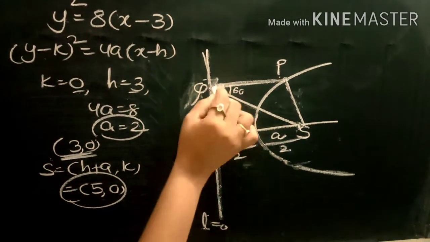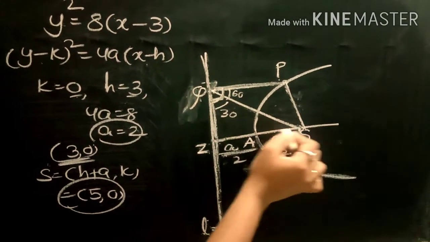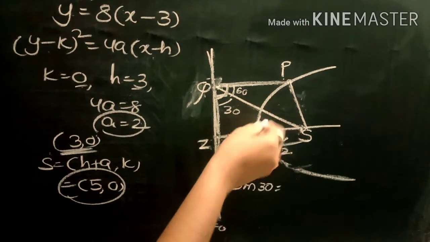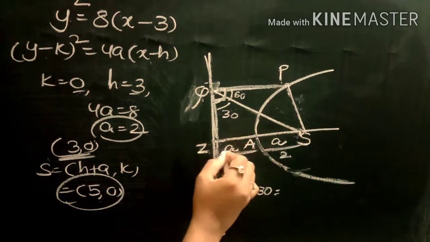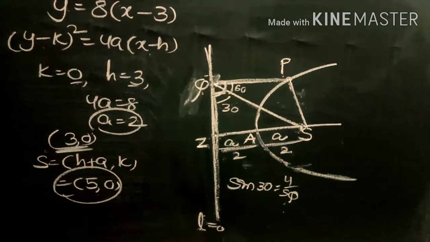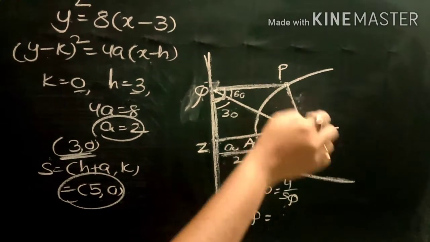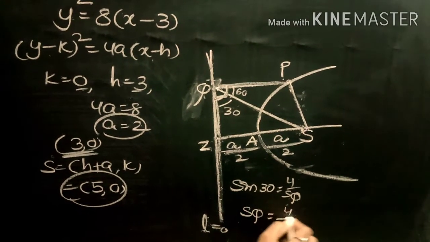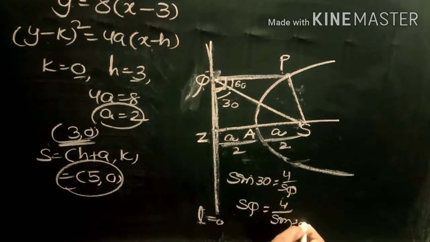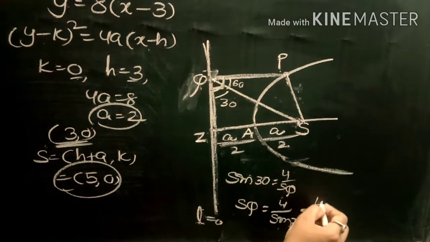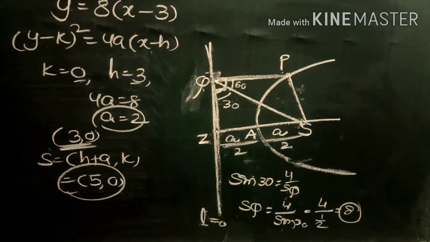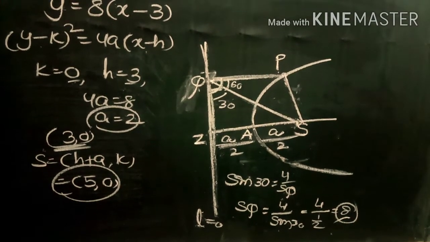So here we consider the triangle SQZ. Now from this triangle we take the sin 30 value. That is, sin 30 equals opposite by hypotenuse. Here the opposite value is 2 plus 2, 4. 4 by hypotenuse, which is SQ. Now what is SQ? SQ is nothing but the length of the side of the equilateral triangle. That is, SQ equals 4 by sin 30, which is 4 by 1 by 2, equals 8. That is, here the length of the side of the equilateral triangle is 8. That's all. That's the answer.